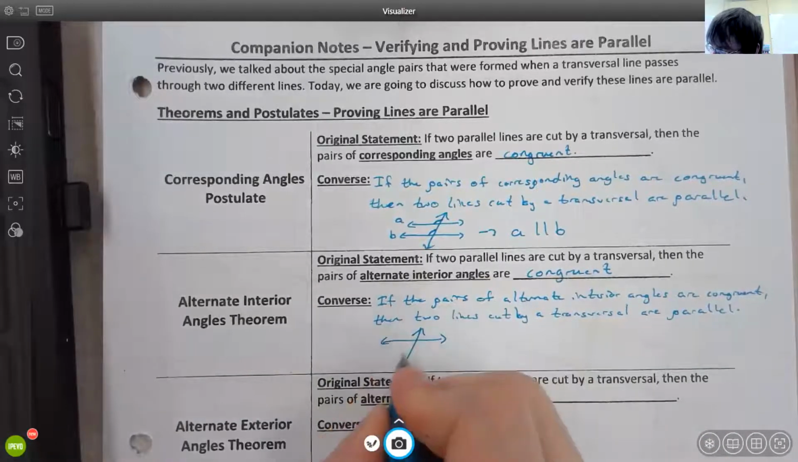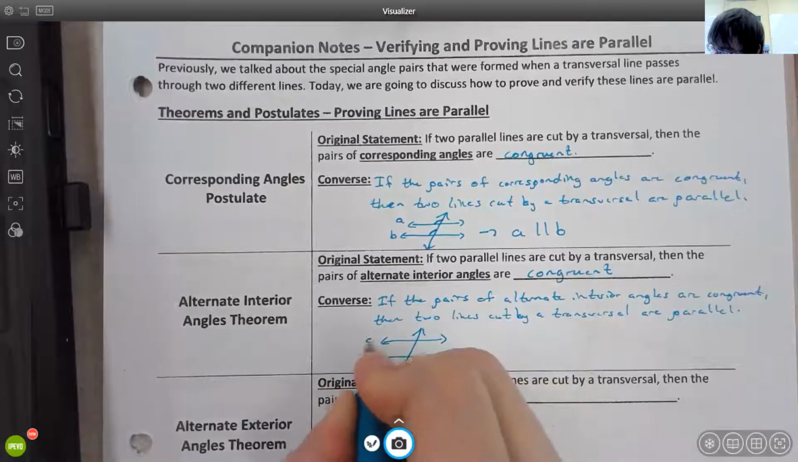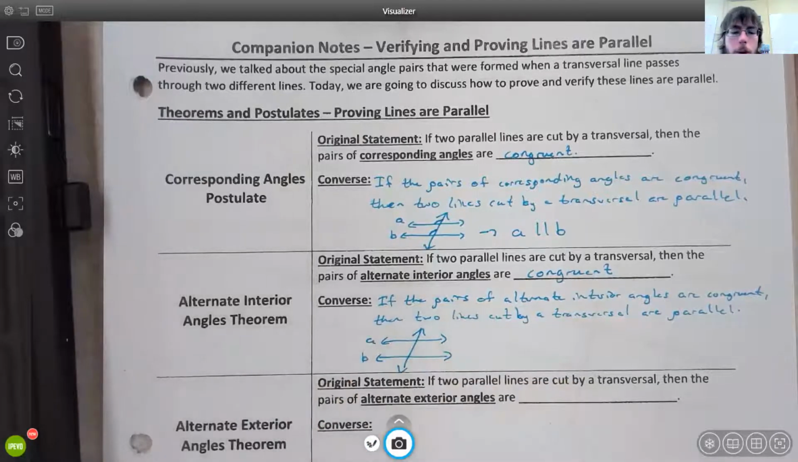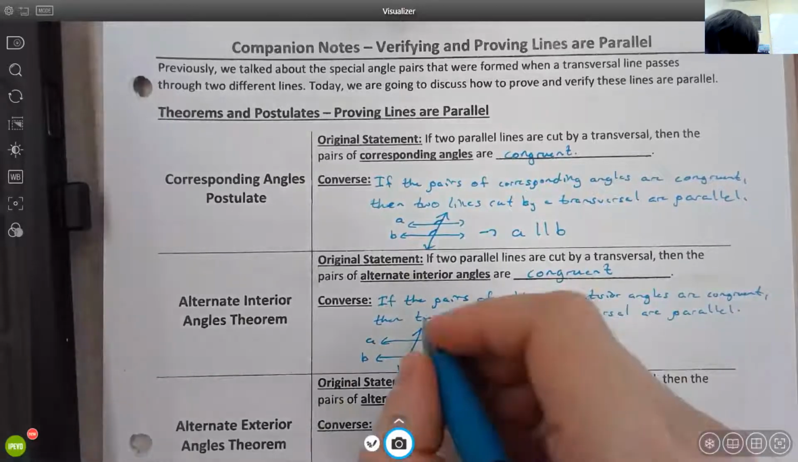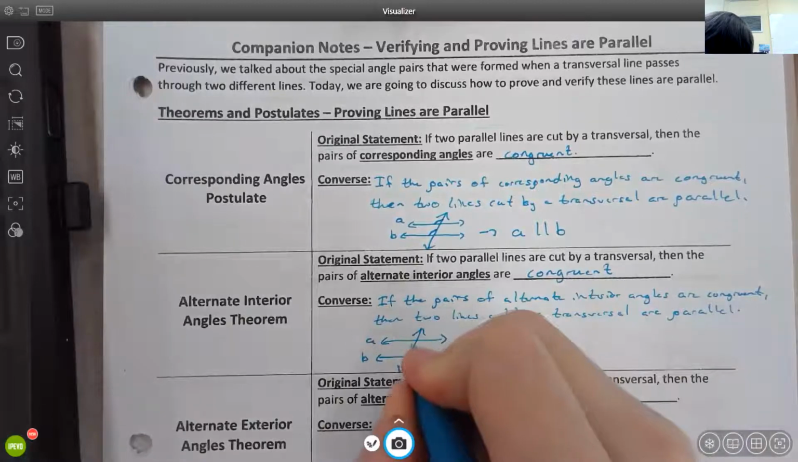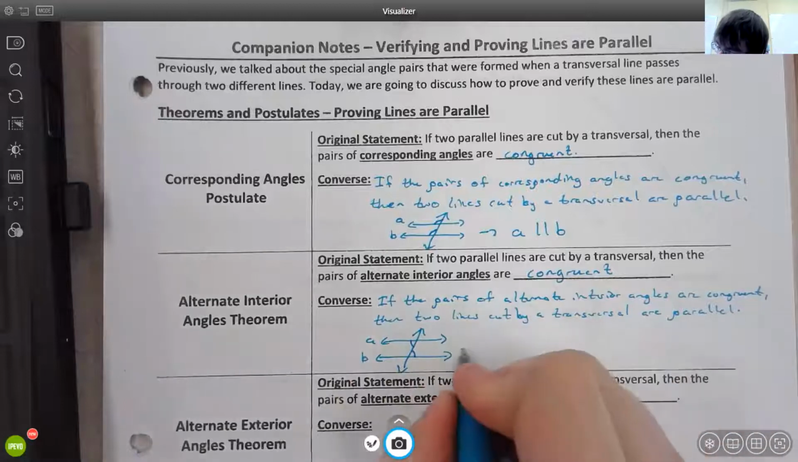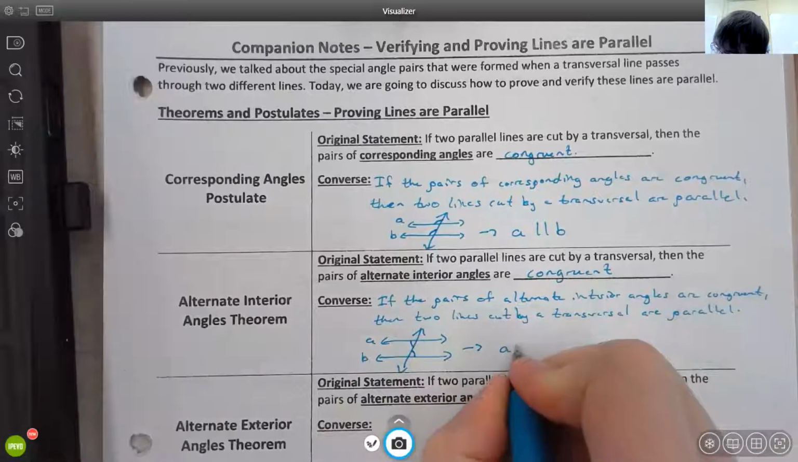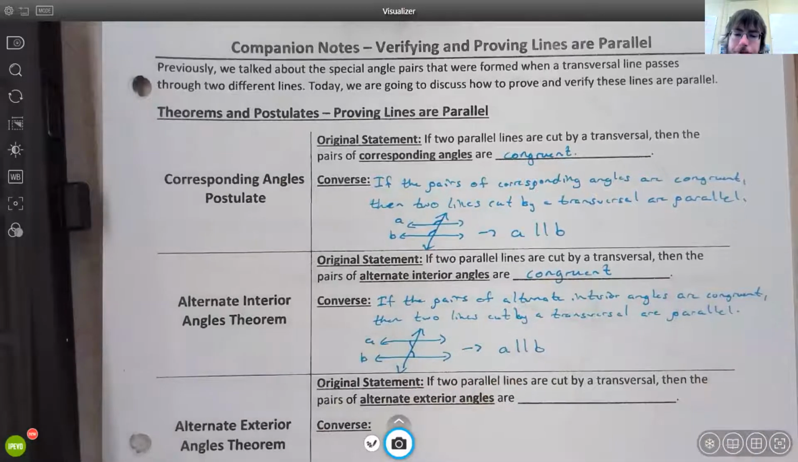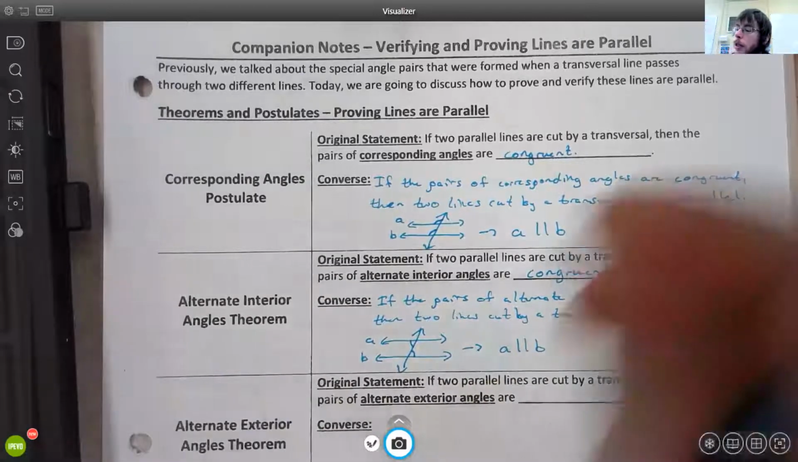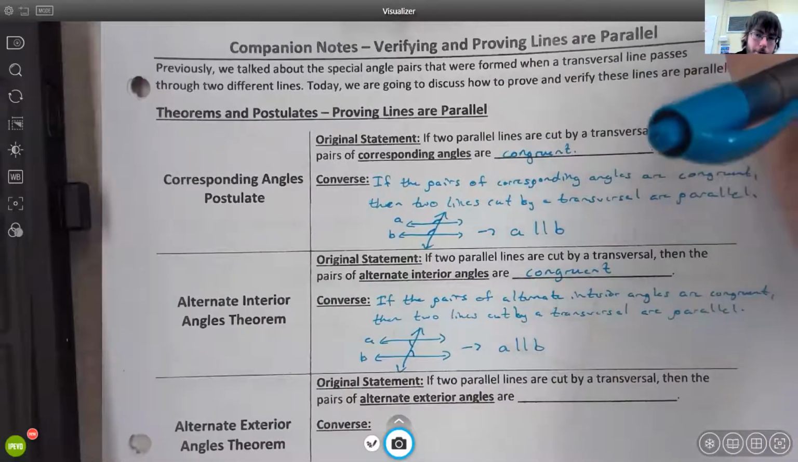And again, we're going to use lines A and B here. Now this time we want the alternate interior angles to be congruent. So just pick a pair of the alternate interior angles, for example, this one and this one. If those are congruent, then this implies that A is parallel to B. You can see where this is going, right?